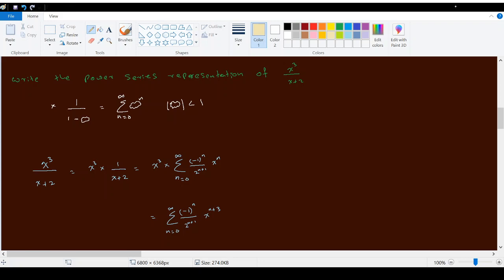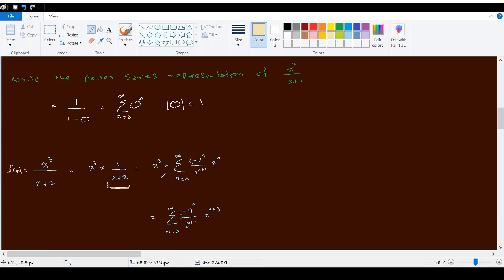Let's do another example. Here we need to find the power series representation of this term. So remember, this is our basic equation. And for this given particular function, there's a very easy method. You can write down this function as x cubed multiplied by 1 over x plus 2. And we have already found the power series representation of 1 over x plus 2, which is this one.